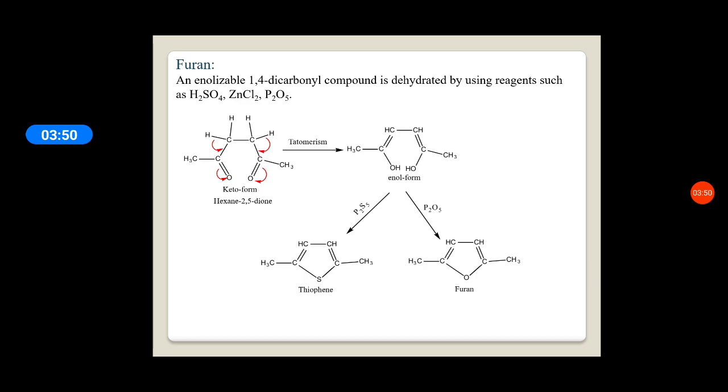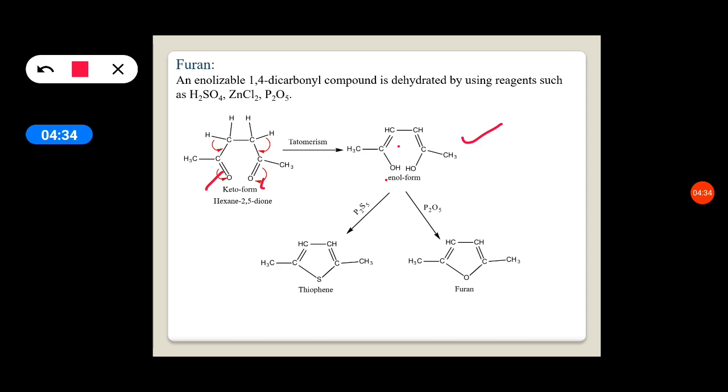Furan synthesis. Let us see the method here. Again a 1,4-dicarbonyl compound is taken, an enolizable 1,4-dicarbonyl compound. It means in the first, that is hexane-2,5-dione, the ketonic group is present. This compound undergoes isomerization to form an enol, that is a double bond and an OH group. 'En' refers to double bond, 'ol' refers to alcohol group. So keto form is converted into enol form.